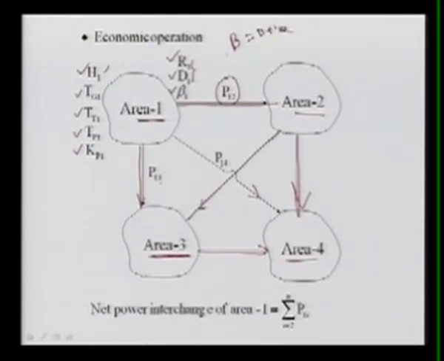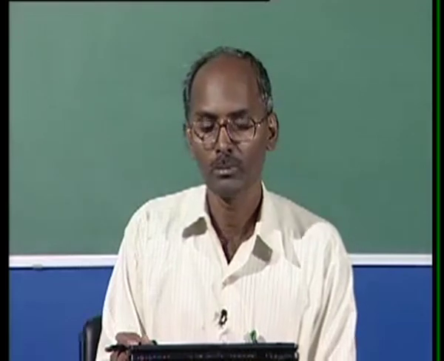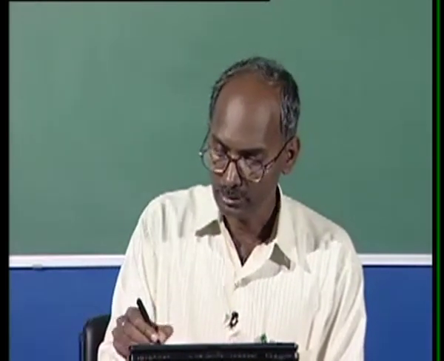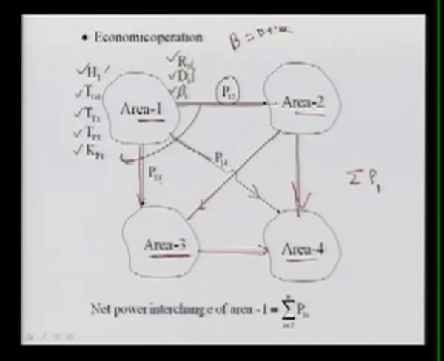Now the net power interchange from area 1 will be the summation of all the powers that are going from this area. Again, this power is an algebraic sum, the summation of the power from area 1 to the various areas i, where i is equal to 2 to n, n being the number of areas. In this case, 4 areas. So the net interchange will be nothing but P12 plus P13 plus P14, because we are having 3 other areas. So the net that is going is the addition of all these powers.